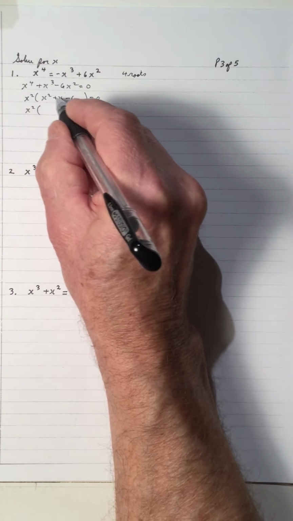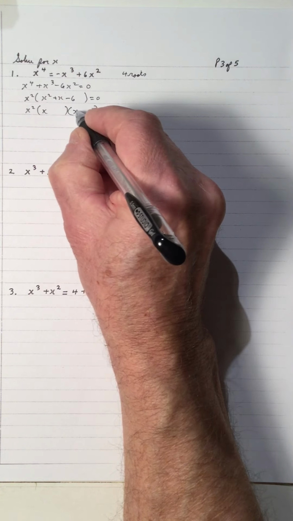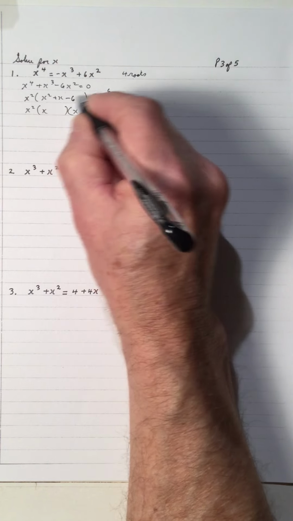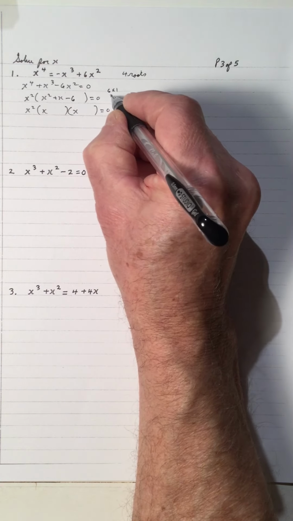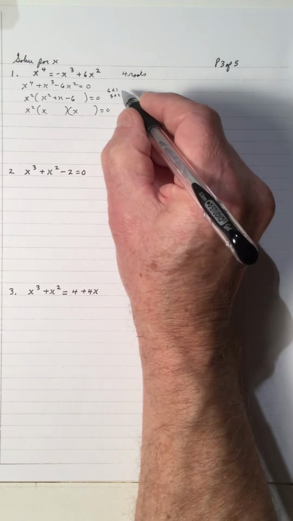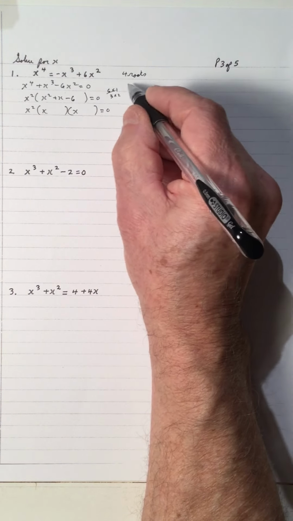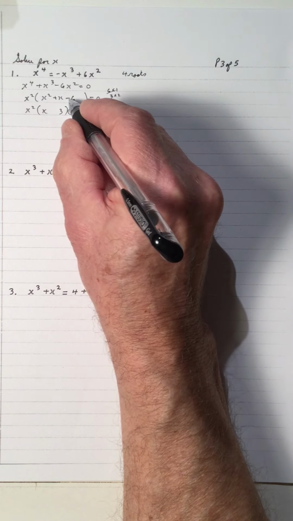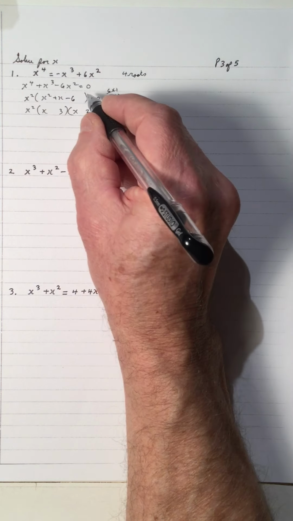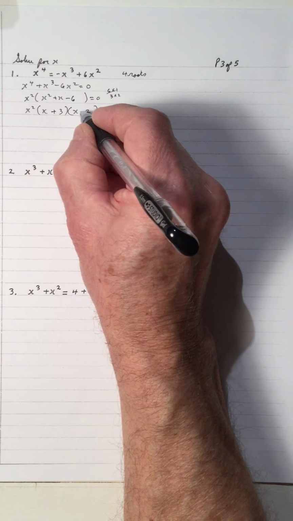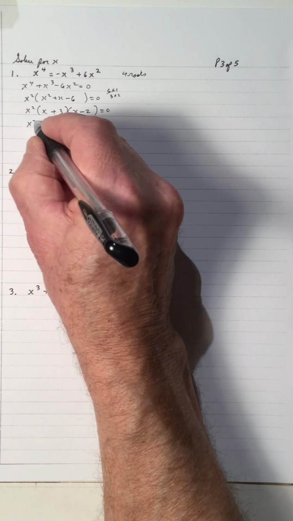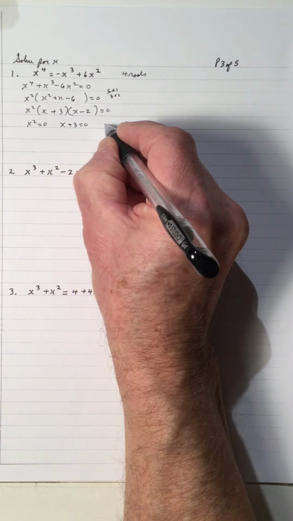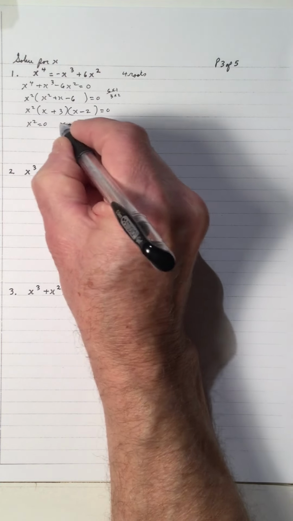x squared is x and x. The factors of 6: the product is negative 6, so 6 and 1 or 3 and 2, and the sum is 1. So 6 and 1 won't give me a 1, so it's a 3 and a 2. The product is negative and the sum is positive, so I have a positive 3 and a negative 2. So x squared equals 0, x plus 3 equals 0, x minus 2 equals 0, with an or in between them.